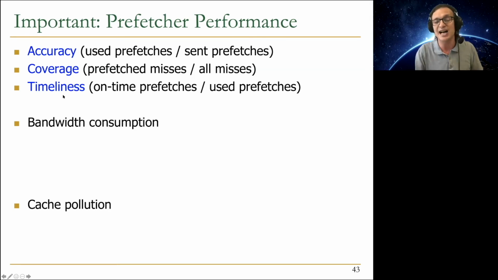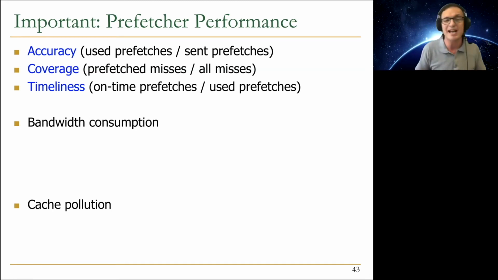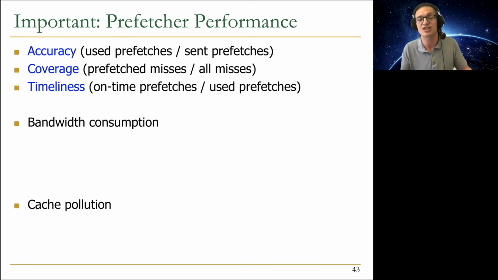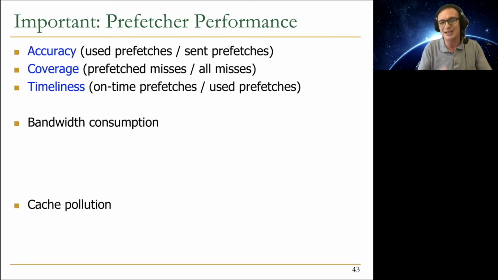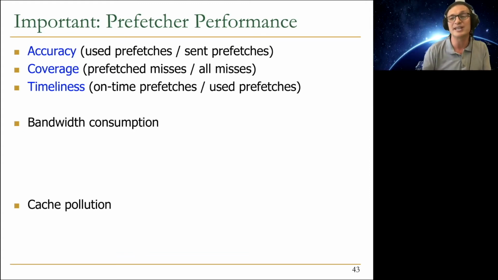But prefetcher design is really science and art in terms of maximizing all of these. And it's very difficult to maximize all of these at the same time. Basically, you may have a very accurate and timely prefetcher, but your coverage may be low. Or you may have a very high coverage and timely prefetcher, but accuracy may be low. Basically, you usually can get 2 out of these 3 metrics very high, but 3 out of 3 is very difficult.